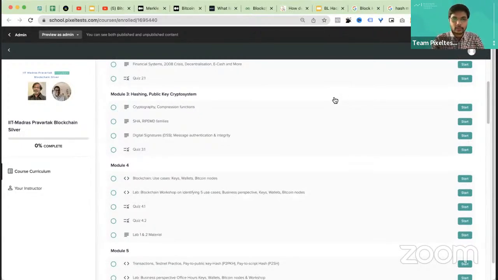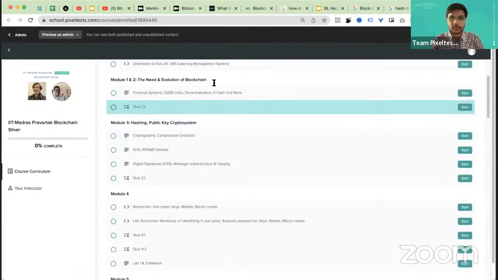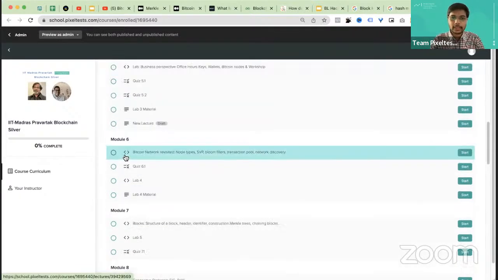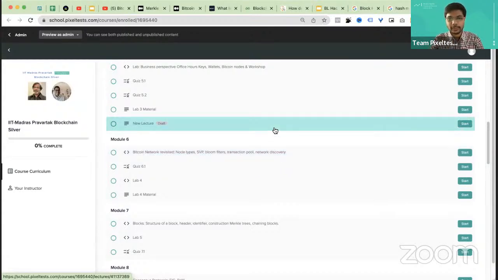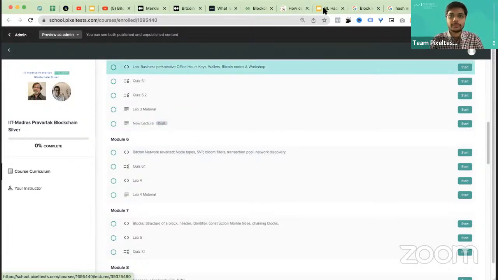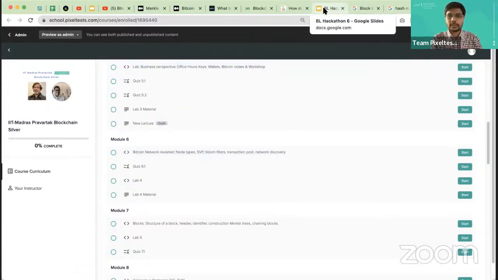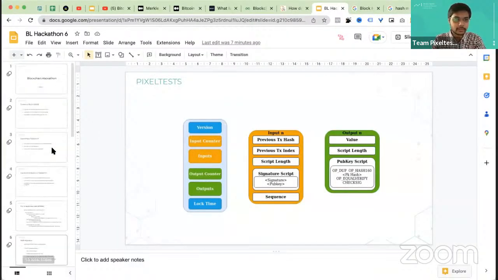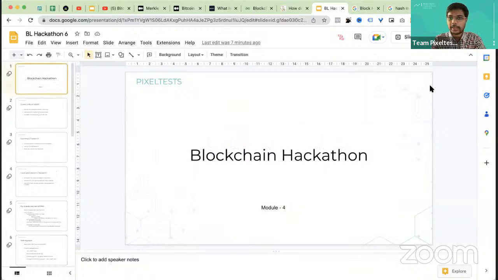Right? So we have finished in our revision hackathons from the beginning, and we have completed all of these modules. And now we are discussing module 6, where we have previously spoken about the n-lock time and all. Today we are going to cover more about the block header and the Merkle root, right? So now let me quickly do a recap of what we've done previously.